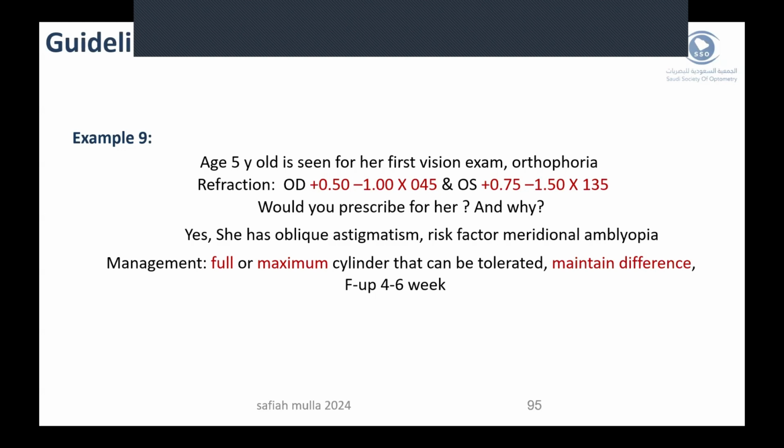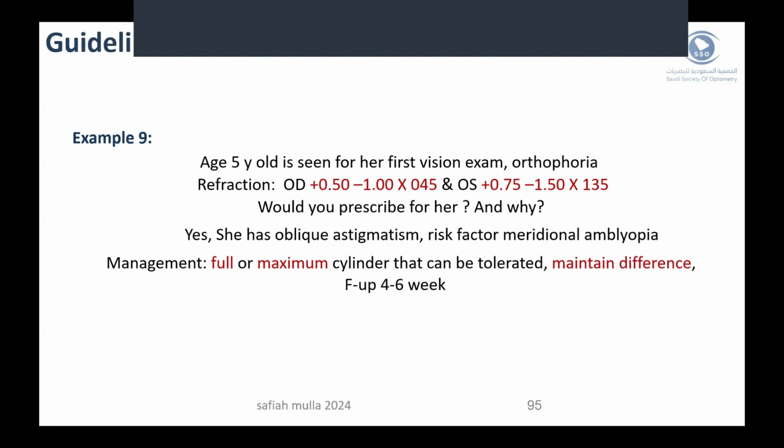And if the child is old enough, I can talk to them and explain that it is for your own benefit. I put the glasses in front of his eyes, put different lenses in front of the eye. I will make a trial with him and make a deal with the child to wear the glasses.